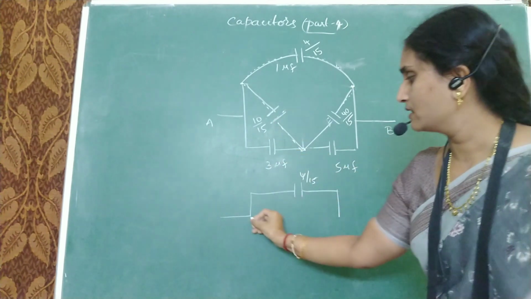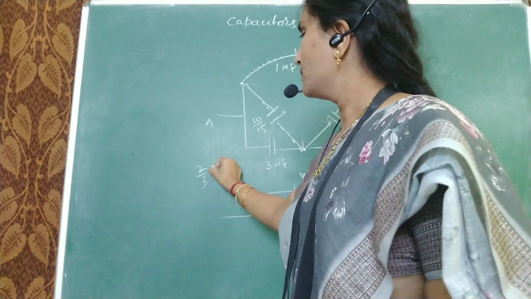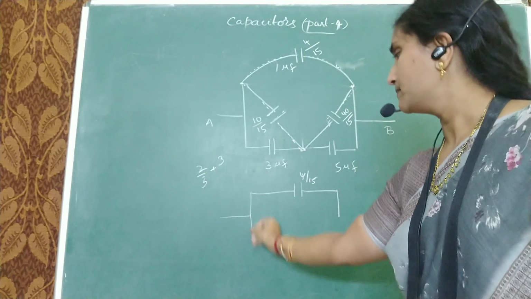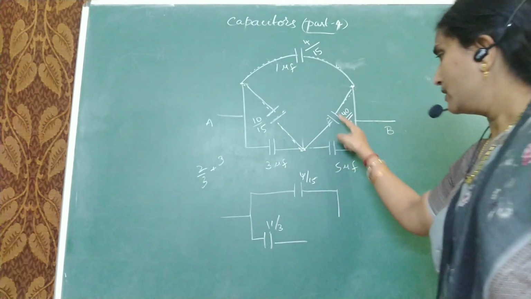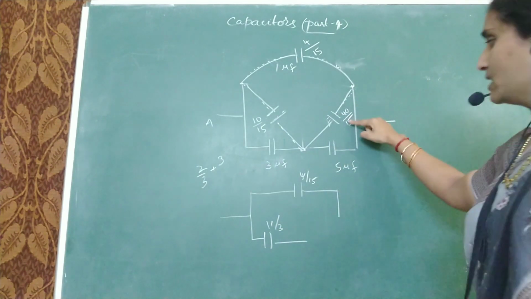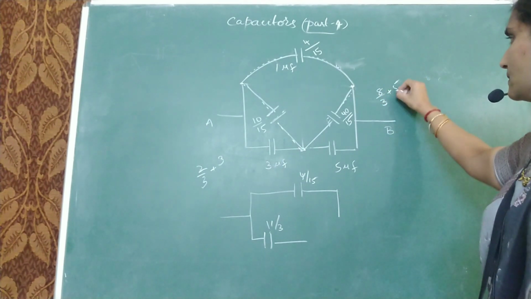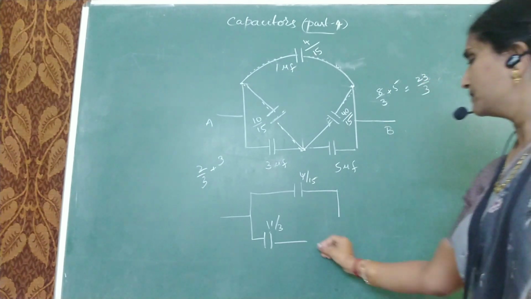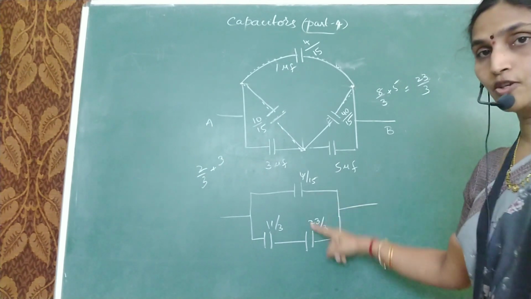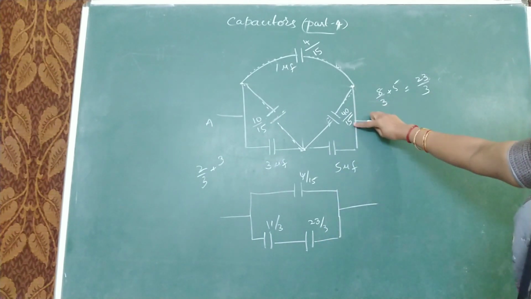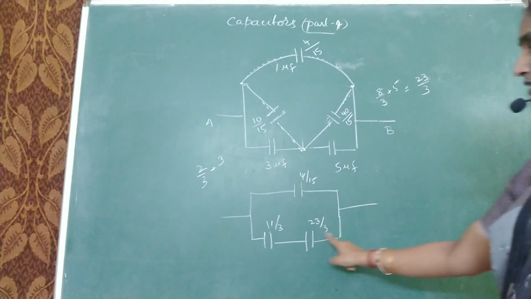These two are in parallel. Add the values. 10 by 15 is 2 by 3, plus 3, that is 11 by 3. Again, these two are in parallel combination. Add both of them. 8 by 3 plus 5, 15 plus 8, 23 by 3. Okay, see, this is your further simplification. Again I repeat, this is 8 by 3 plus 5, 15 plus 8, that is 23 divided by 3. This is 11 by 3.